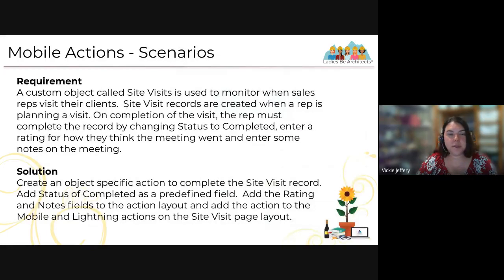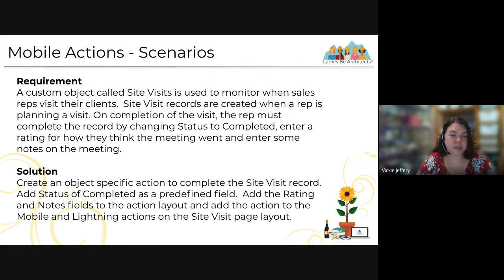All right, so we go through some scenarios. We've got a custom object called site visits. It's used to monitor when sales reps visit their clients. Site visit records are created when a rep is planning a visit. And on completion of that visit, we want the rep to change the status to completed, enter a rating for how they think the meeting went, and enter some notes on the meeting. We want to make it real easy for them.